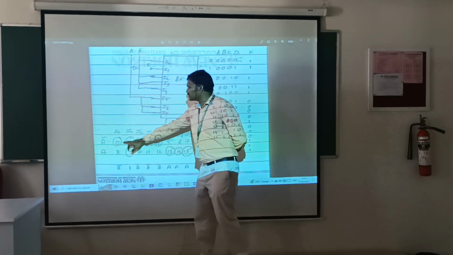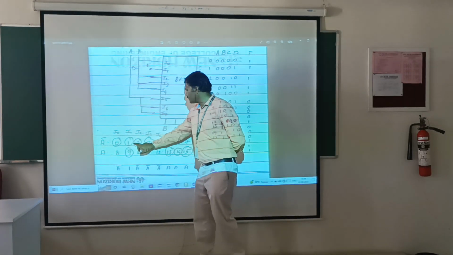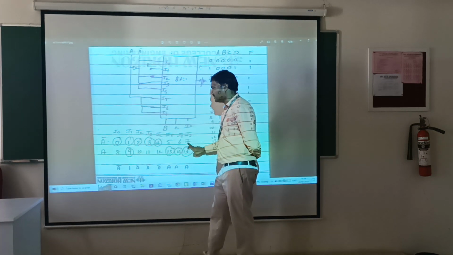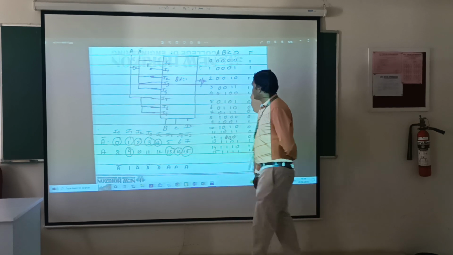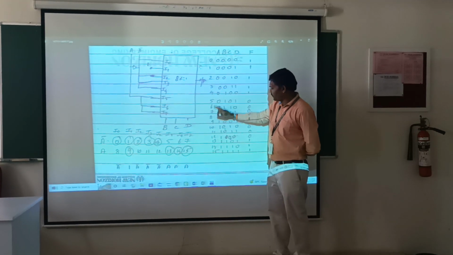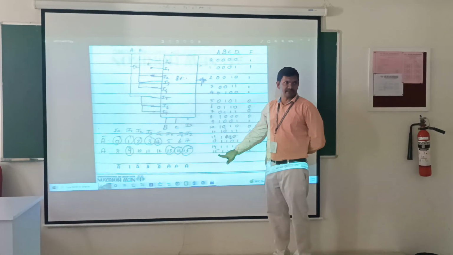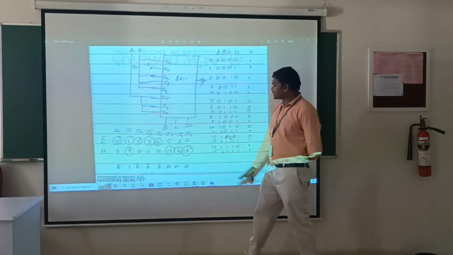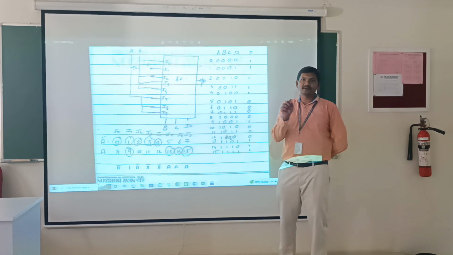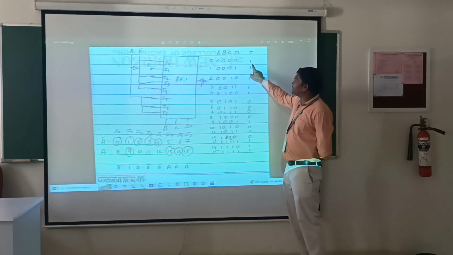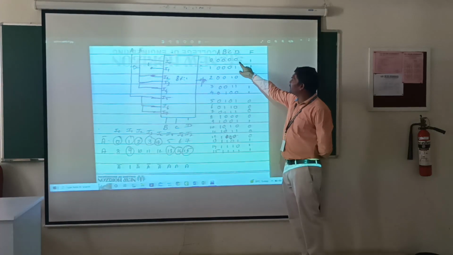So this corresponds to values 0, 1, 2, 3, 4, 5, 6, 7 and then 8, 9, 10, 11, 12, 13, 14, 15, corresponding to the same values, from 0 to the maximum of 15. Okay, so first you have to write this and then the second step is we have to encircle the number which is having the value 1. Which is having value 1?